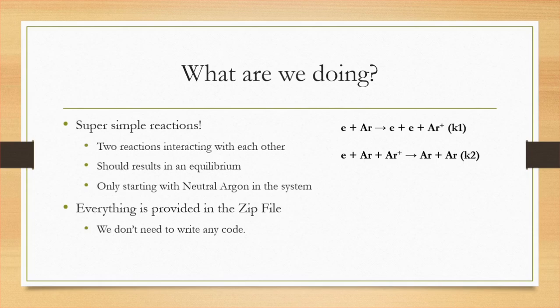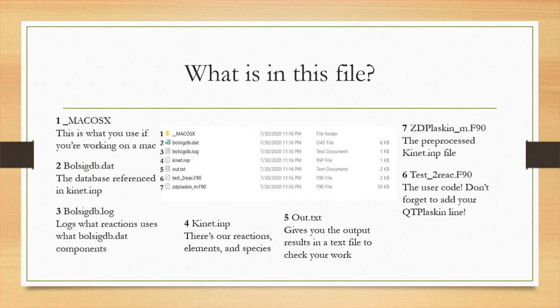Now, what's in this test? What are we doing? It is a super simple test where everything is included for you. In this case, we are working through 2 reactions, argon to positively charged argon, and positively charged argon back to argon. We have almost everything that we already need to run this software, so there's no coding necessary for this first test. So, what did we just download?